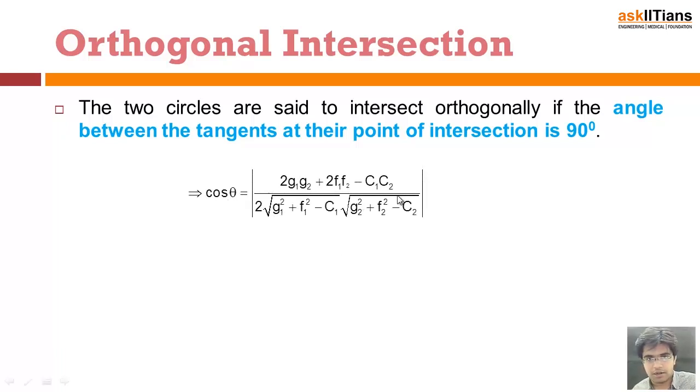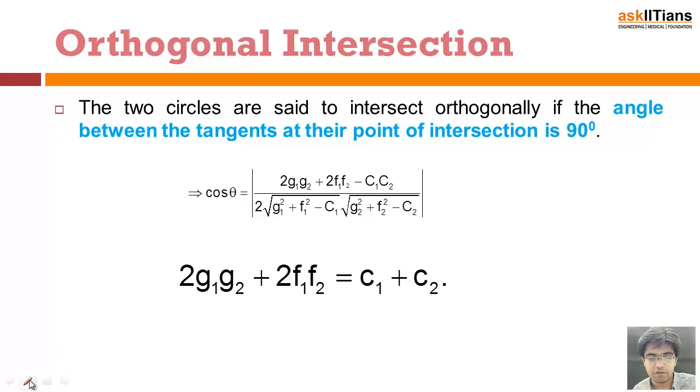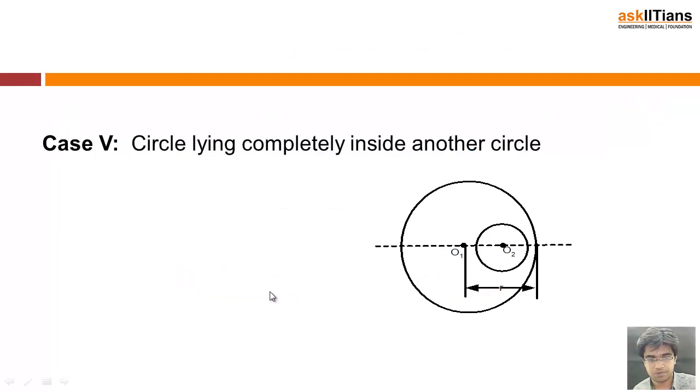This is our cos theta. If theta is 90, that means cos 90 is 0. So I can say 2g1g2 plus 2f1f2 is equal to c1 plus c2. This is again a very important result. You have to remember it. This is a direct result for orthogonality between the two circles. So this is a result that you need to remember: 2g1g2 plus 2f1f2 is equal to c1 plus c2.